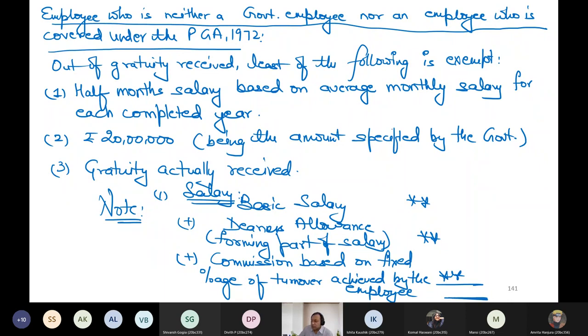This is salary. So as you can notice here that within gratuity, in two different categories, the meaning of salary changes. That is why income tax is a little bit technical, because for examination you have to learn these things. For other purposes, the meaning of salary will again change. Now the salary is basic salary plus DA forming part of salary. I will tell you the meaning of these words forming part of salary later on, plus commission based on fixed percentage of turnover achieved by the employee. The total of these will give me salary.